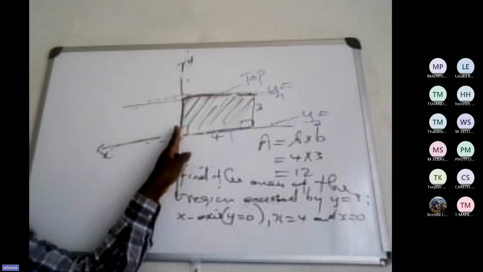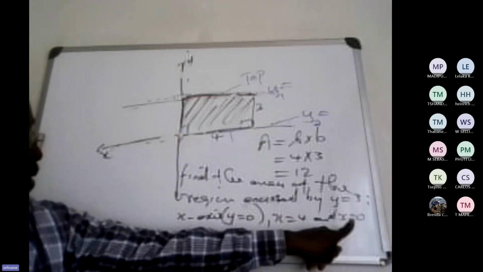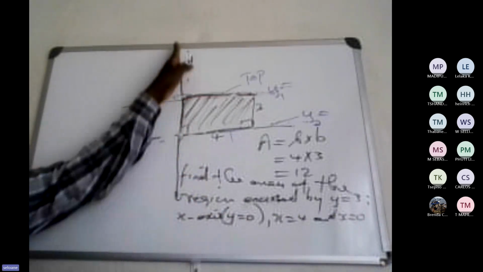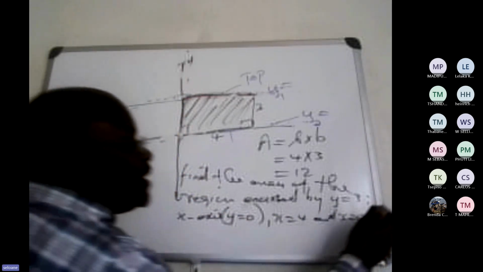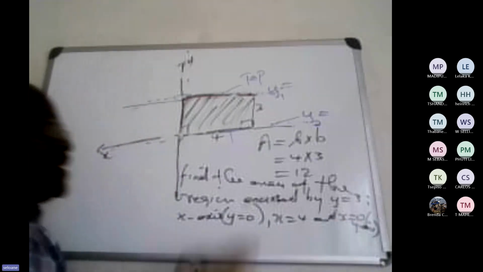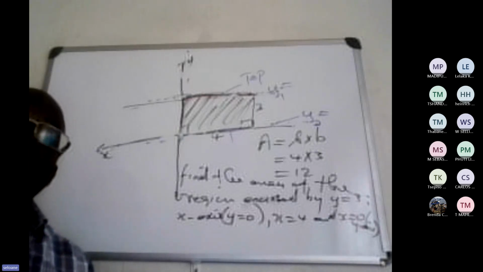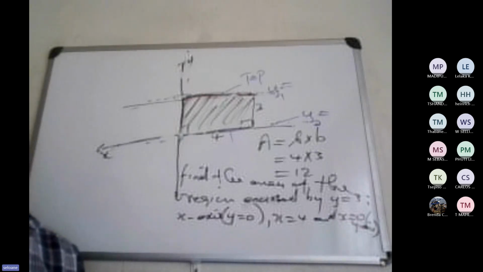You can just say the y-axis. So you can see these four form our four boundaries.